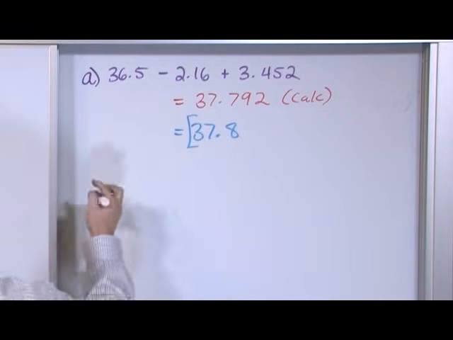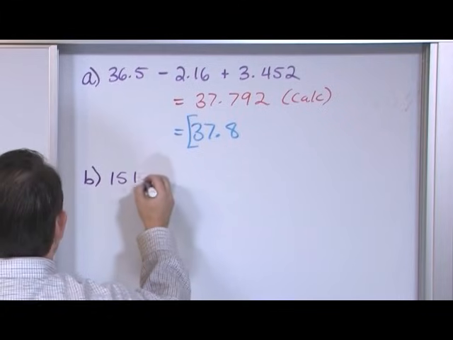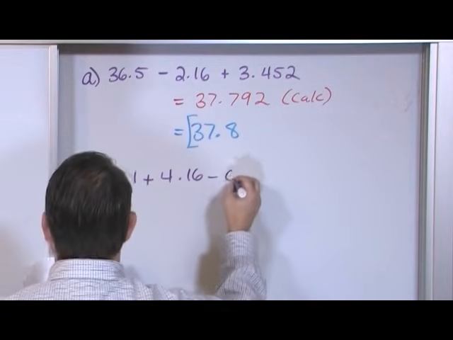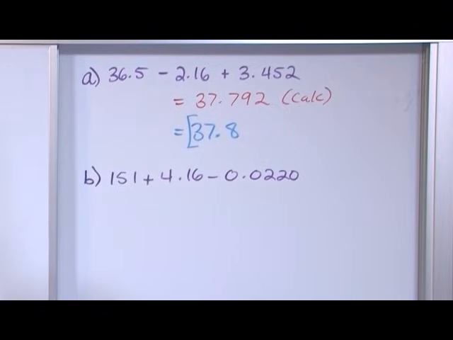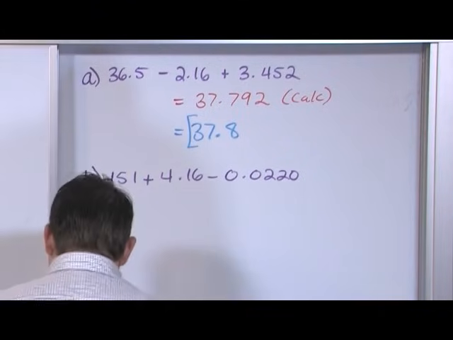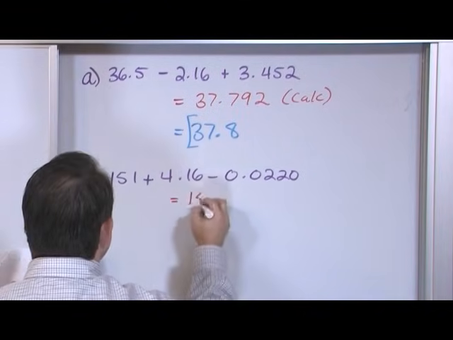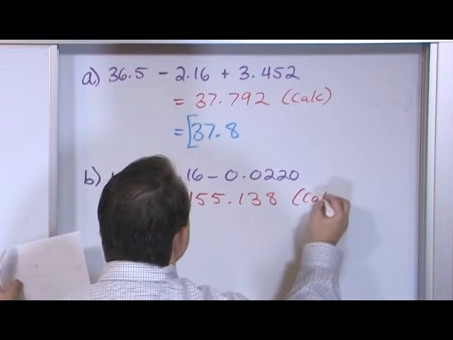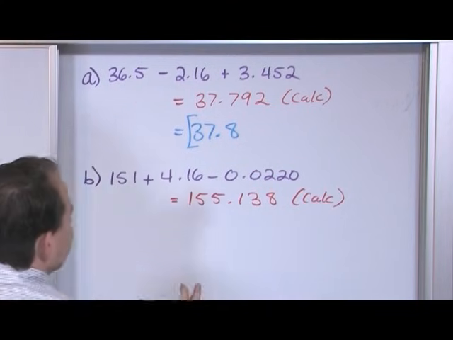And that's what we do when we add or subtract. What about 151 plus 4.16 minus 0.0220? What do we do with that? Well, we're adding and subtracting. So if we were going to actually put this in our calculator, the calculator would spit out 155.138, and that's what the calculator would give us. But that's not going to work out. But let's look at what we have here.